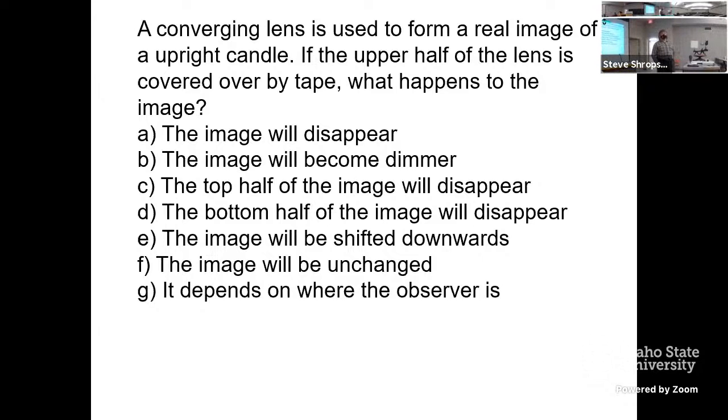Okay, if you didn't hear what Mr. Crossgrove said, light from every point on the object is still going to pass through part of the lens, even if half the lens is covered. And that light will still be focused on the screen to form the full image, pretty much everywhere. There's just not going to be as much light, and so it's going to be dimmer. Is that a fair summary? Yeah. Okay.